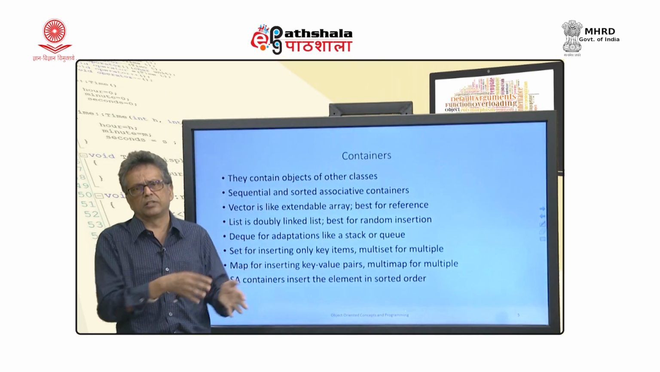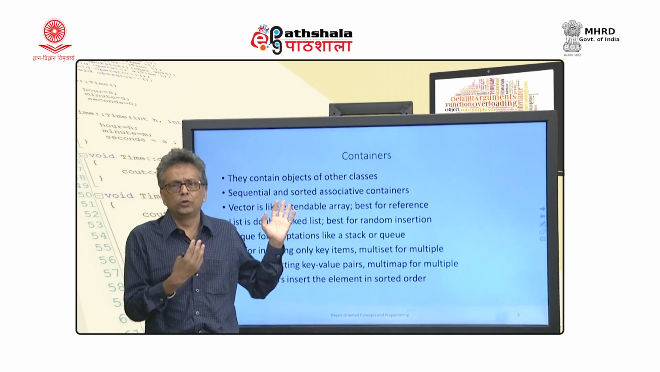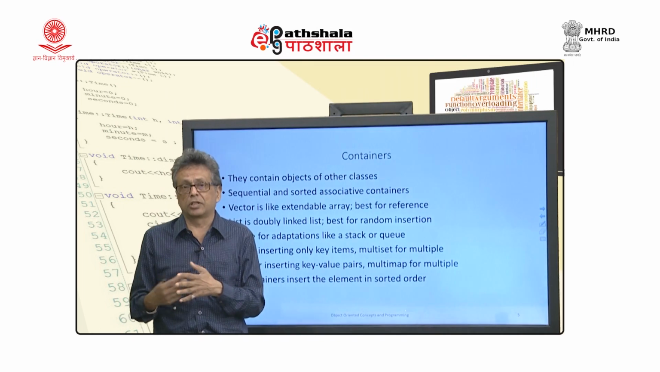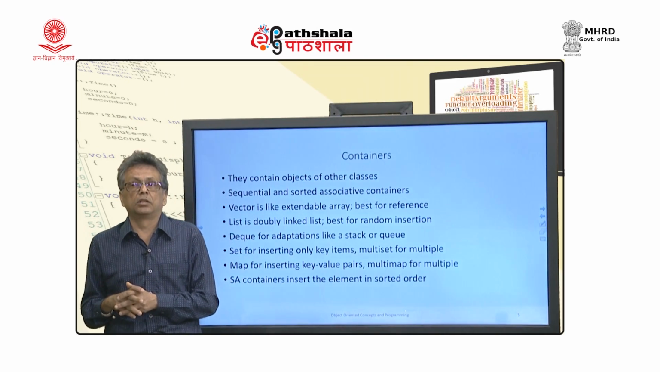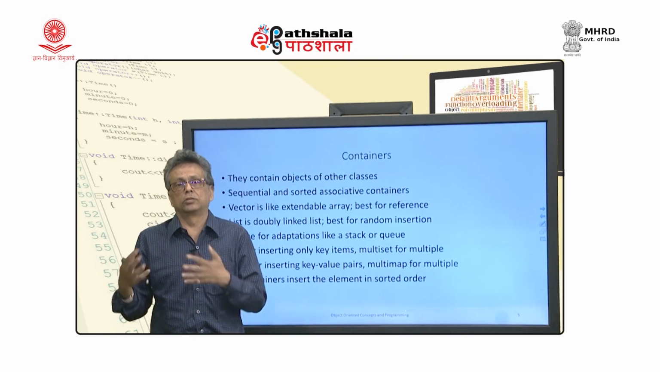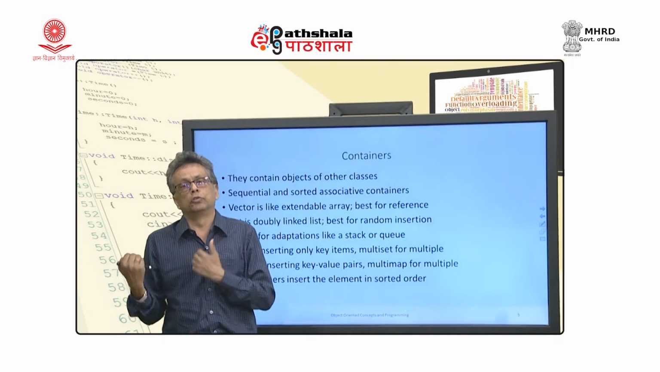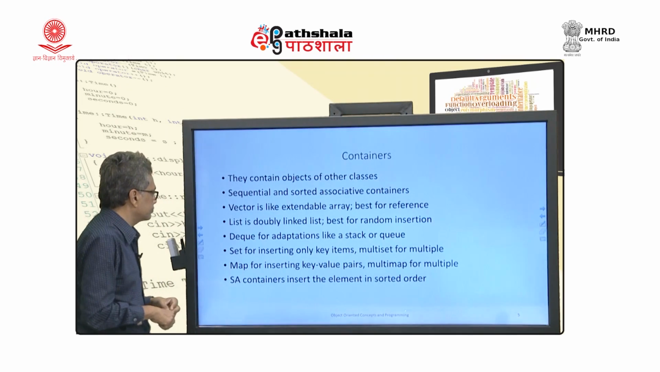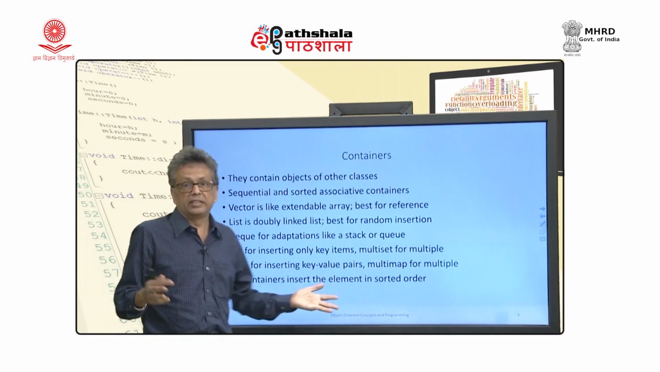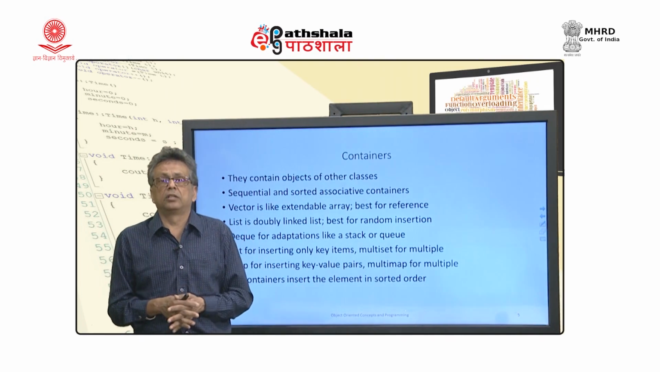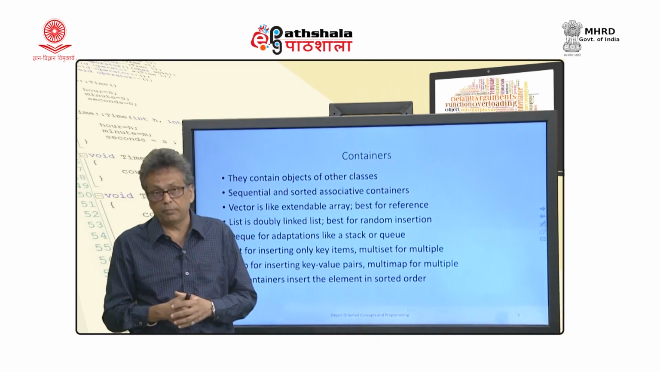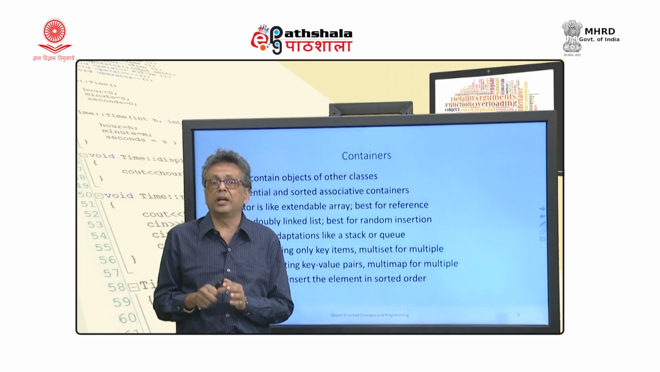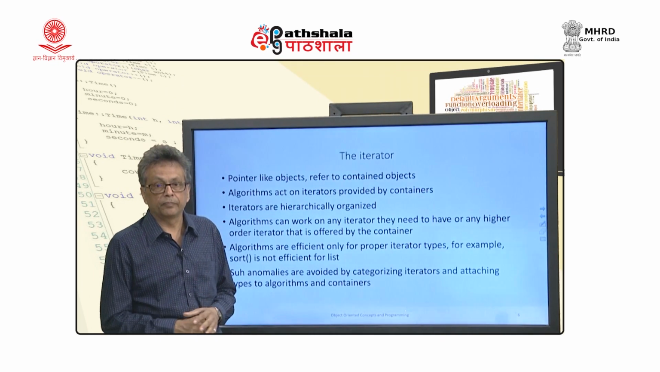So, if you have that constraint on key, use set or map. If you do not have that constraint on keys, you expect multiple records with the same key, you should use the multi version. Okay. As I said, sorted associative containers always insert the element in a sorted order. It will take a little more time, but the retrieval is very fast.